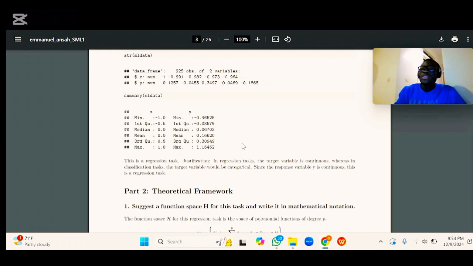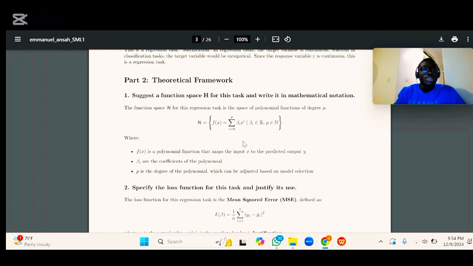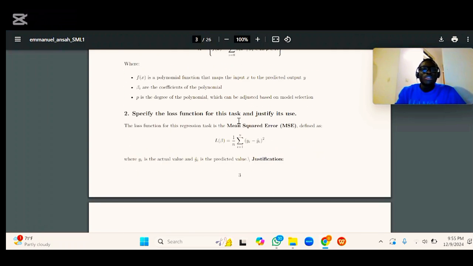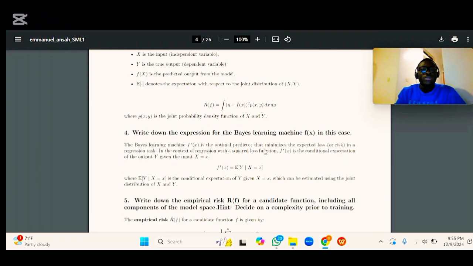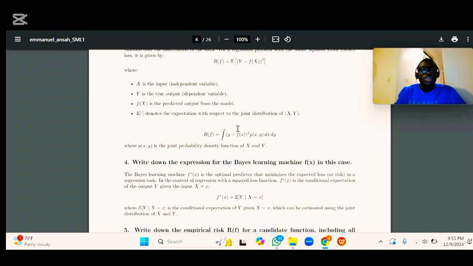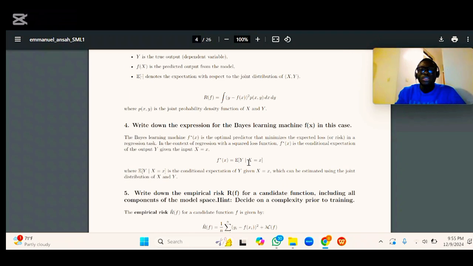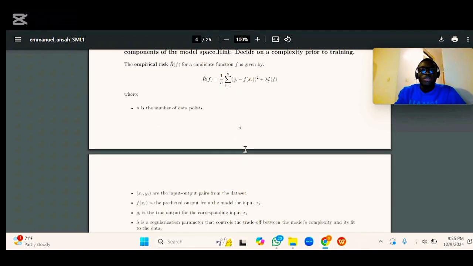And since it's a regression task, the best function space is just a linear combination of our betas, and the best loss function to use in the case of a regression is just the mean square error. So there's the theoretical risk, which is the expectation of our loss function. This is the integral form of it, and the f star of x, which is the Bayes learning machine, is our expectation of y given x.